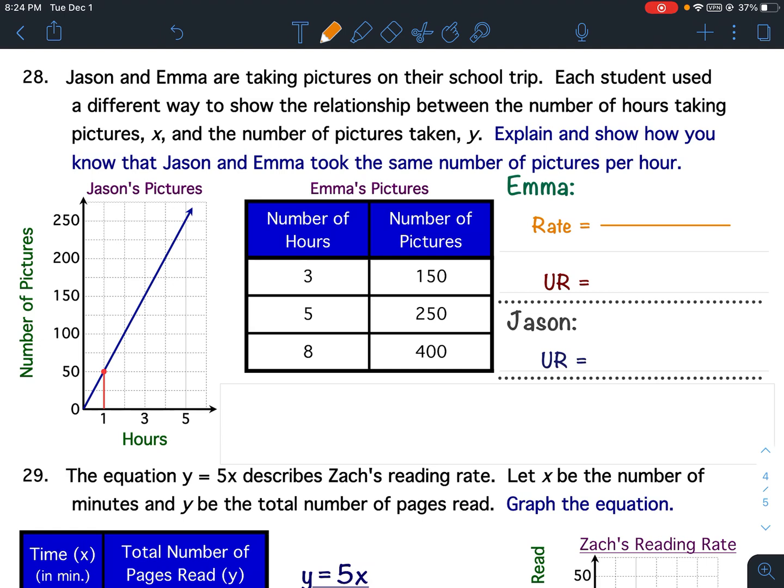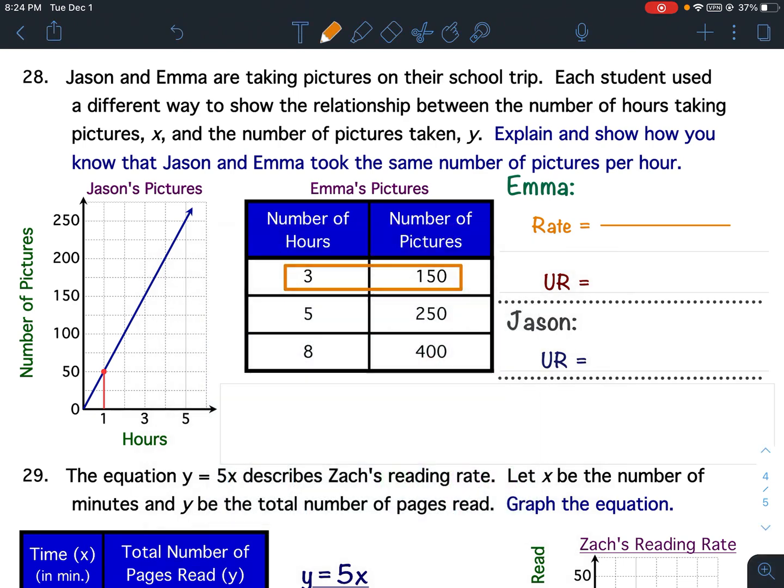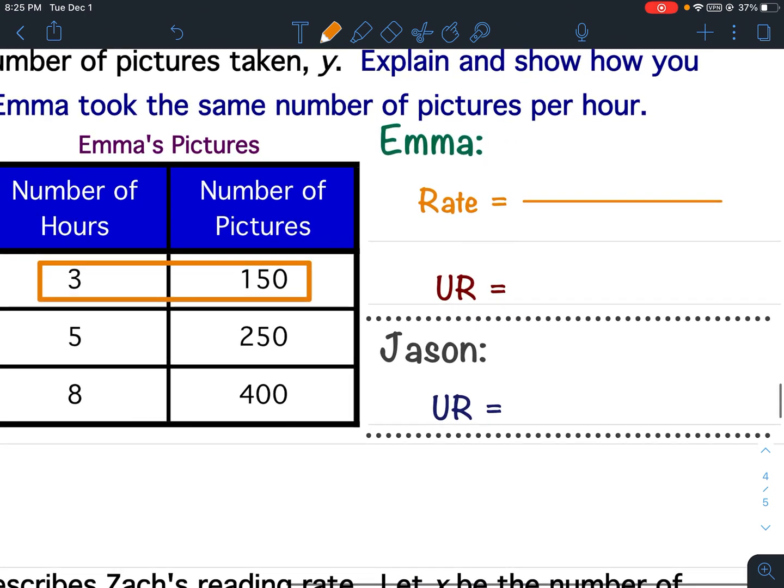All right. Again, I'm going to use the smaller numbers. You could use any one, and if you want to use the 8 and the 400, that's fine. Now we're finding pictures per hour, so pictures are going to go on top.